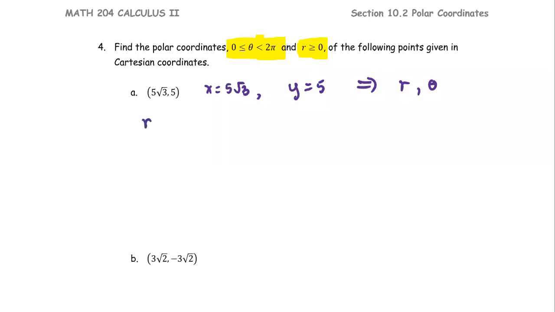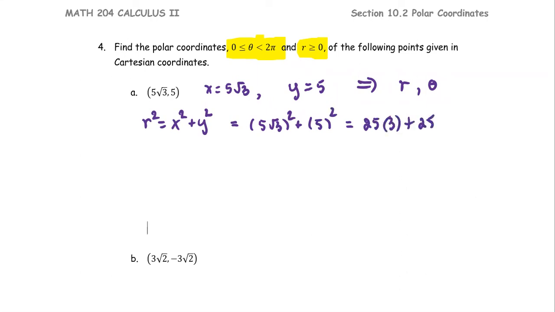To find r, r squared equals x squared plus y squared from the relationship using the Pythagorean theorem. X squared is 5 square root 3 squared, plus the y, which is 5 squared. Now we get 25 times 3 plus 25, which is 75 plus 25 or 100. R squared is 100, therefore r is the square root of 100, or 10. The r is found. Next, we're going to find theta.